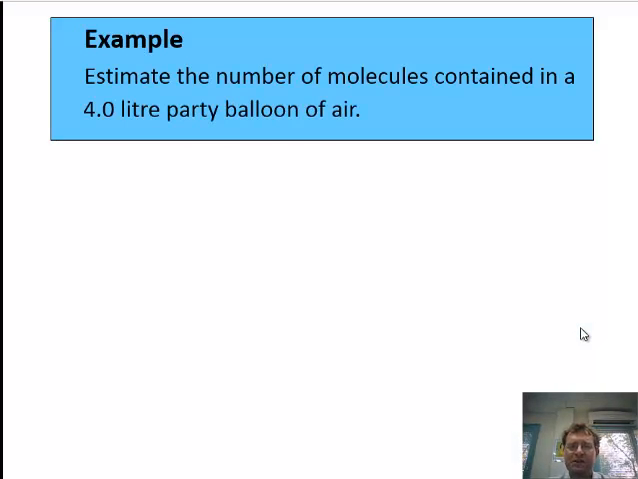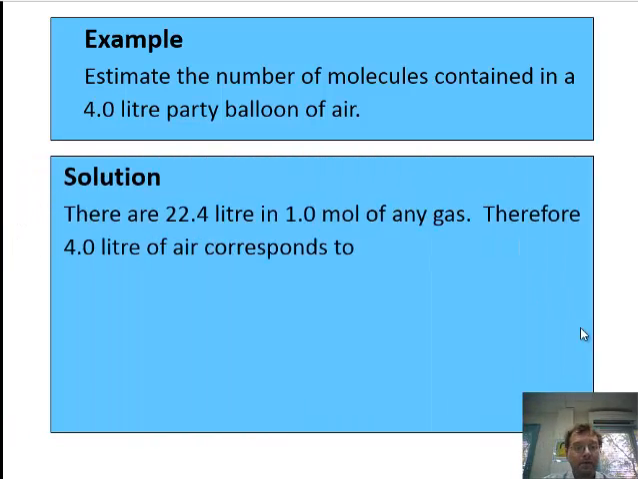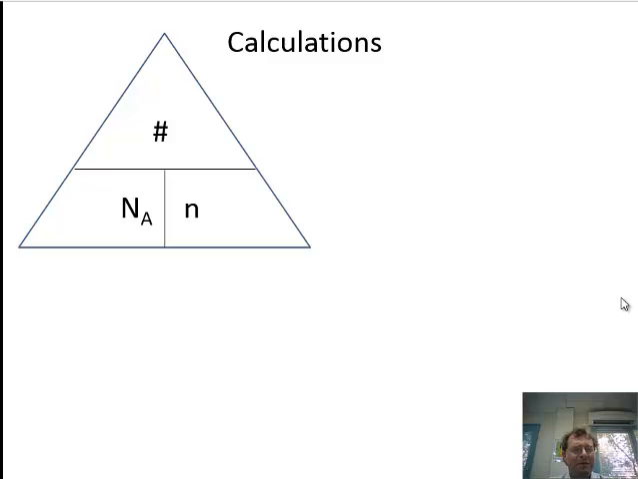Estimate the number of molecules contained in a 4.0 litre party balloon of air. So from our knowledge we know that there's 22.4 litres in 1 mole of any gas. So therefore 4 litres is going to correspond to 0.179 moles, and 0.179 moles times 6.02 times 10 to the 23 will give us 1.08 times 10 to the 23 molecules in total. So we can do some calculations as well.